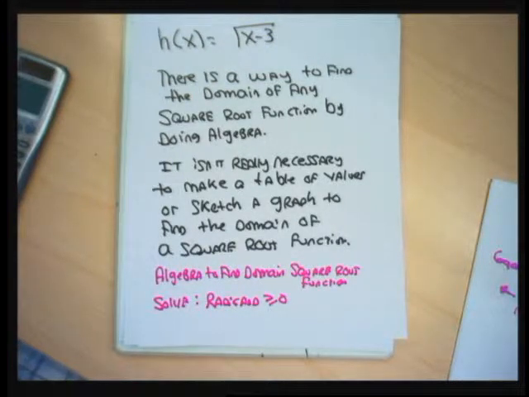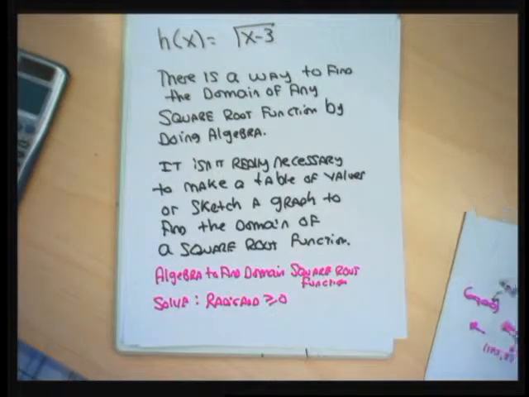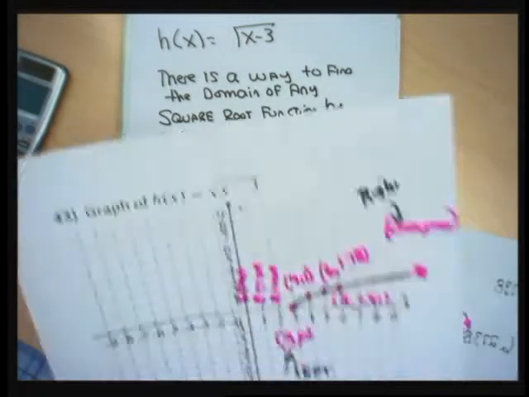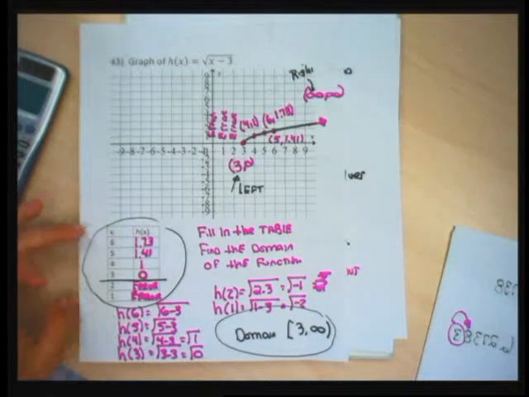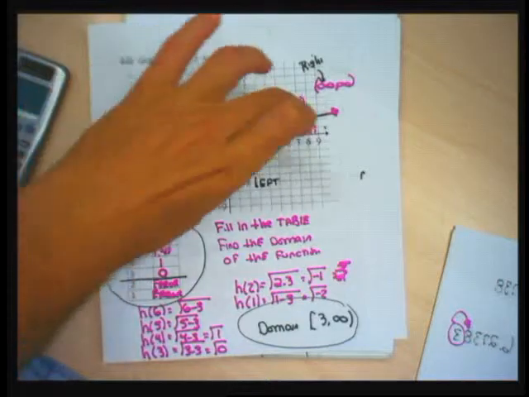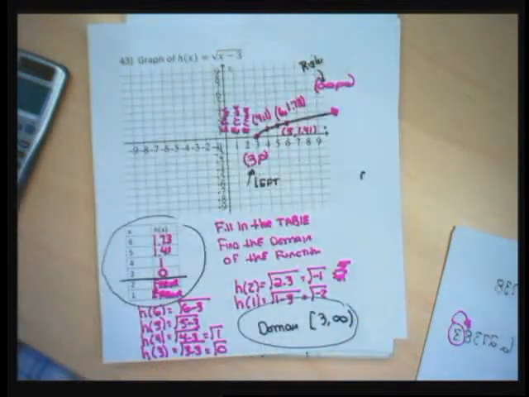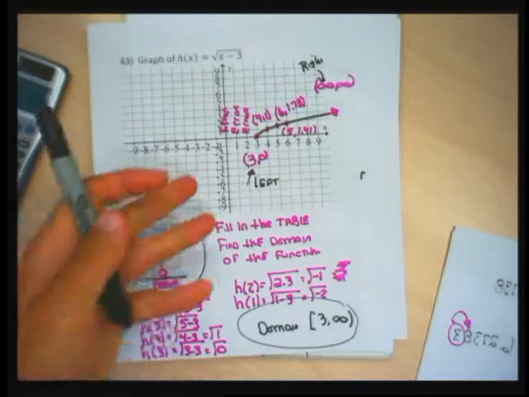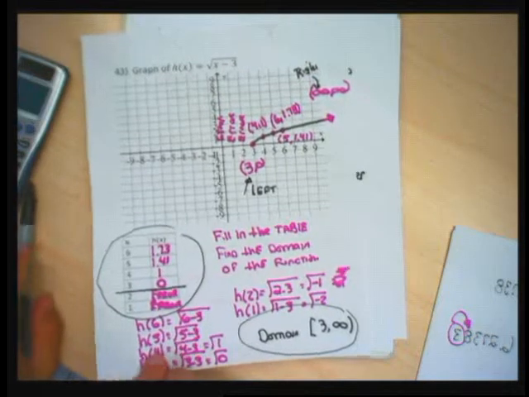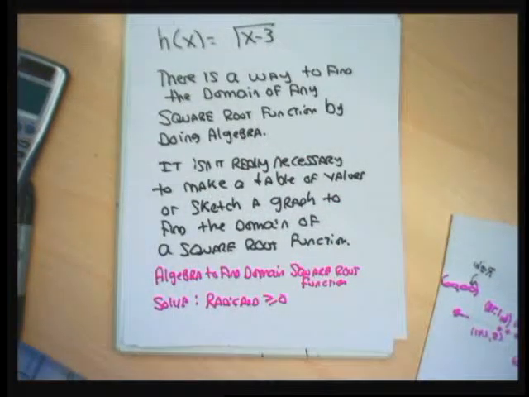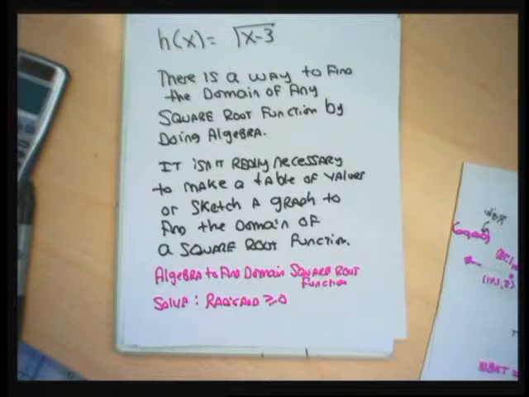So the whole reason I did problem 43, which is actually an odd problem, is we need to have the ability to find the domain of a square root, and I wanted to give you a few visual prompts. This table might help you see why the domain is 3 to infinity. This graph should help you see why the domain is 3 to infinity. But I don't need the table, I don't need the graph to find the domain of any square root. And the whole reason we're doing problem 43 is because I need to be able to find the domains of square roots for the test.